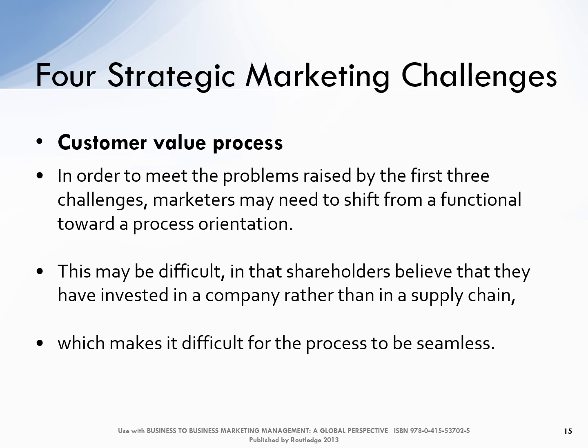In order to meet problems raised by the first three challenges, marketers may need to shift from a functional toward a process orientation. This may be difficult in that shareholders believe that they have invested in a company rather than in a supply chain, which makes it difficult for the process to be seamless.